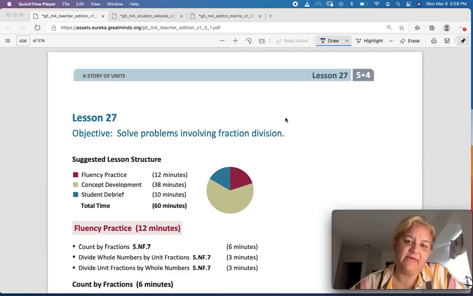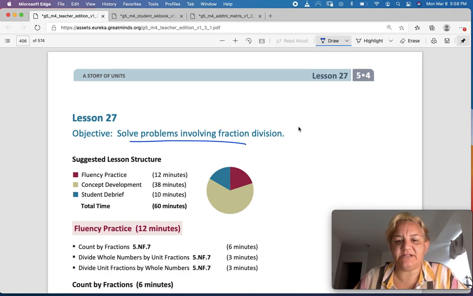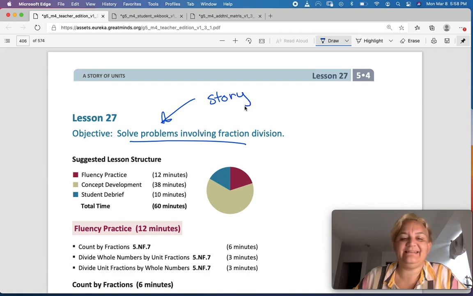This is Eureka Math, Module 4, Lesson 27, and today we're going to solve problems using fraction division. This is just building on Lesson 25 and Lesson 26. I'm assuming solving problems means story problems. Yay! I know how much you love story problems. Okay, but as long as we remember to read carefully, we will do just fine.